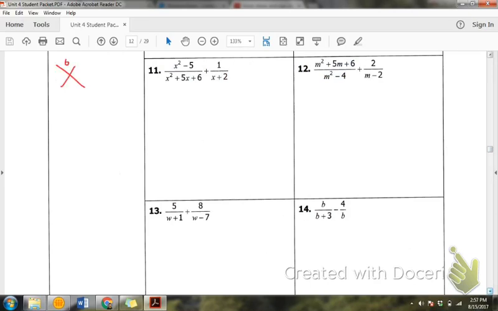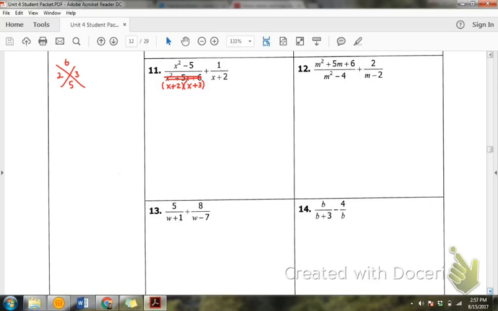Which numbers multiply to get 6 and add to get 5? So this denominator becomes x plus 2, x plus 3. Is that what you guys have? I got 6 minus 1. But that would be a negative. Yeah, it's not a negative 6. It's a positive 6.